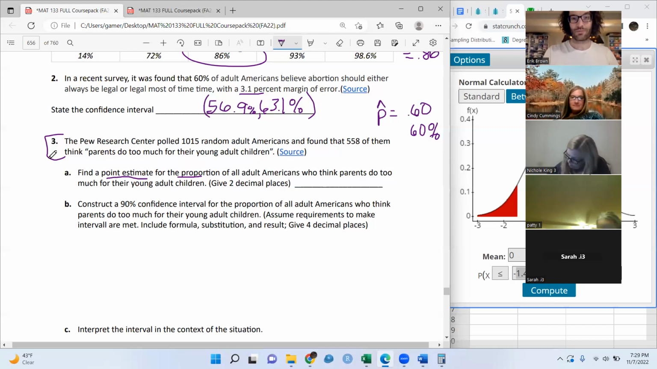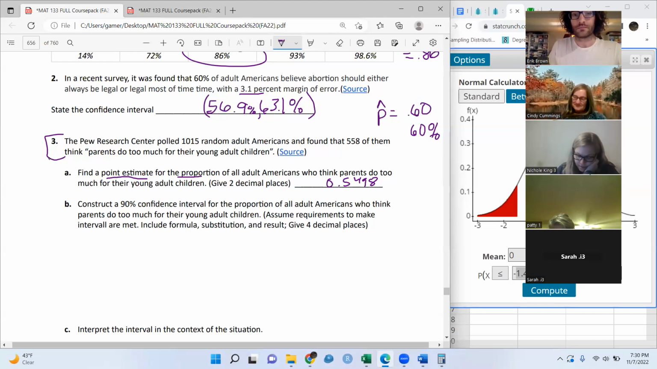Anyone get what the point estimate is? 0.5498. How'd you get that? Divided X by N. And how did you find X and N? Cindy said so. That's the other one. Right, Cindy said so. You're right, by the way.